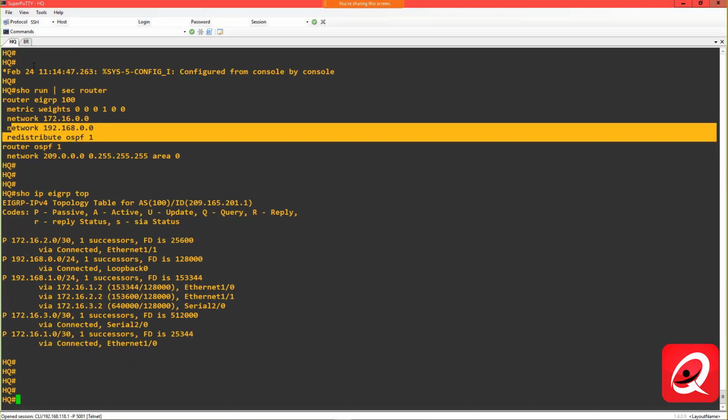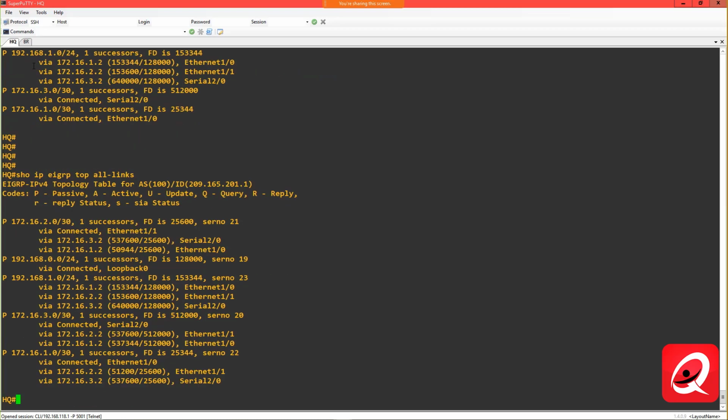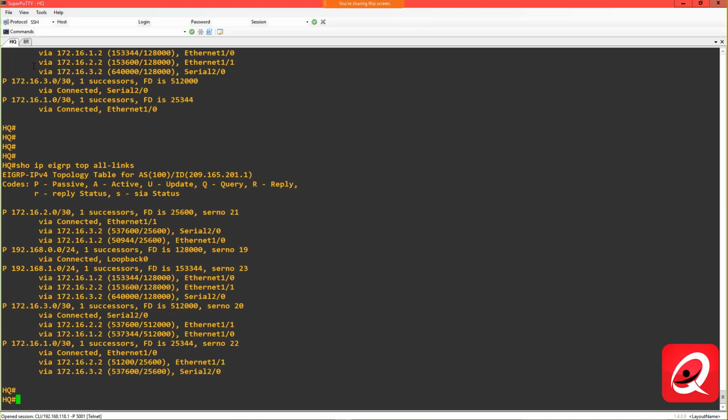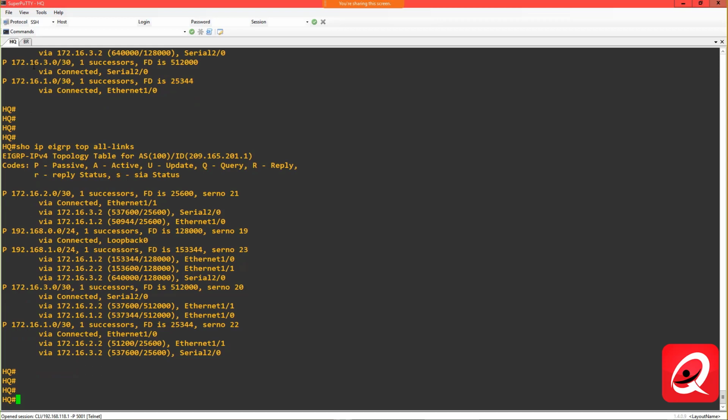Yeah, it's not even showing up in this database either. Let's do an all-links and see if it shows up there. No. Okay, so the redistribution process is definitely taking place, but it's not inserting the route.